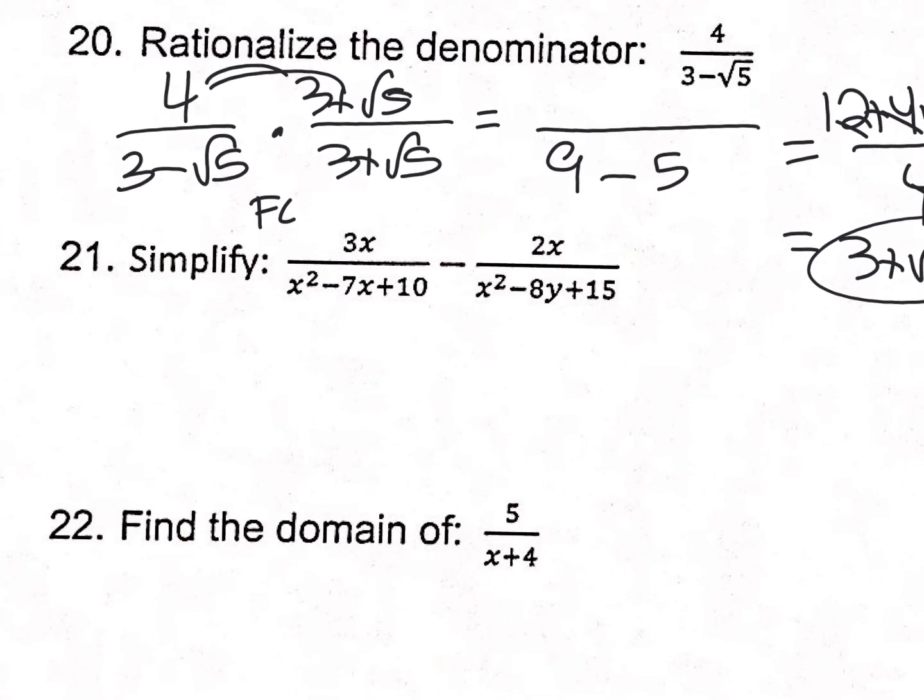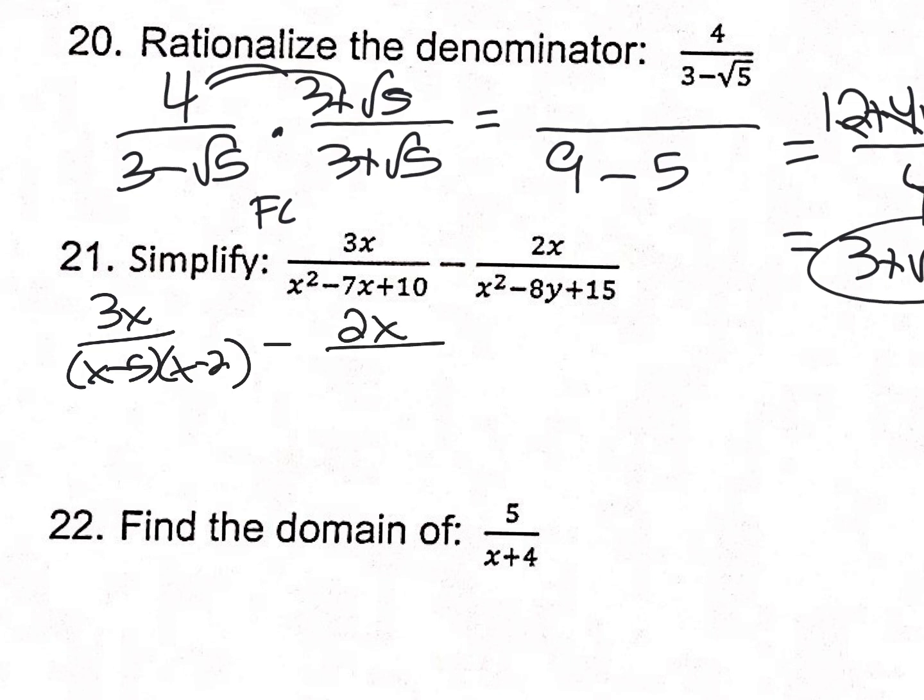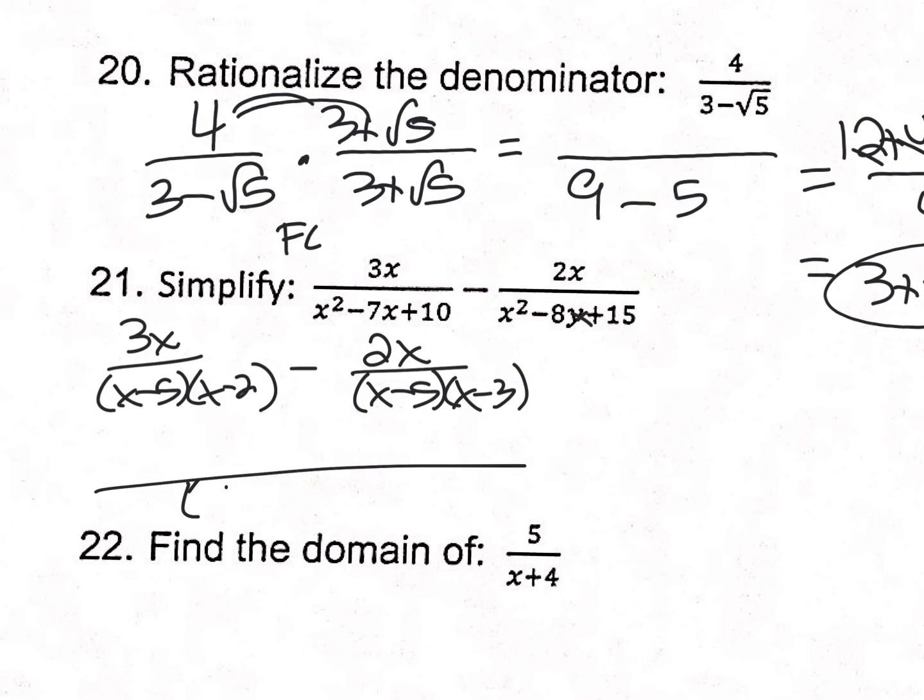Okay, when you add fractions, you must have LCD. So I'm going to factor this first one. It'd be x minus 5, x minus 2. The second fraction is supposed to be an x right there. That's going to be x minus 5, x minus 3. So my common denominator is going to be x minus 5, x minus 2, x minus 3, all those.